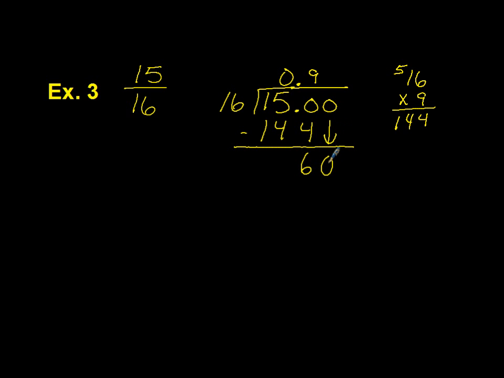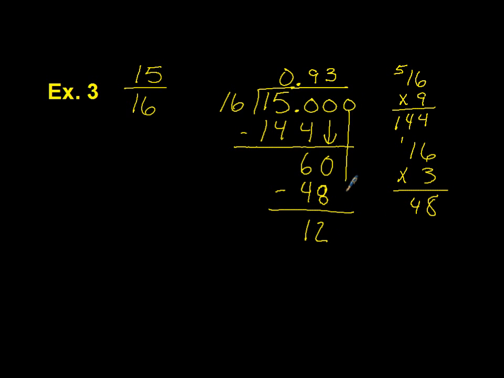Bring down my 0. Now I have to kind of guess and check again. Well, if it was 15s, 2 15s would be 30, 3 15s would be 45, 4 15s would be 60, but I know it's 16, so it's too high. I'm going to go with 3. 16 times 3, 48. Subtract, I get 12. I need another 0. And one more 0 there. Hopefully I'll be done soon.